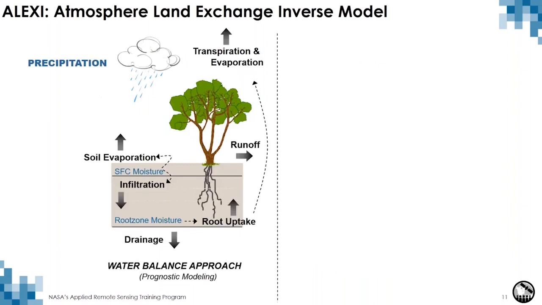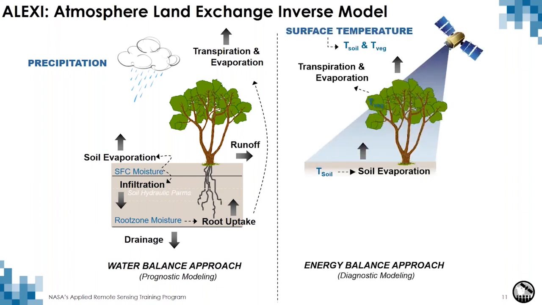So one more way of looking at this is, what you see here on the left is a water balance approach. Think of this as when we were talking about land surface models and land data assimilation systems, these are all the physics we had to try to parameterize, mainly driven by the precipitation, and understanding how all of these systems interact to be able to estimate transpiration and evaporation.